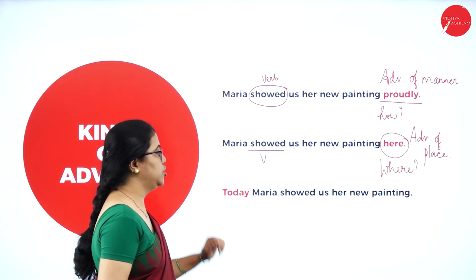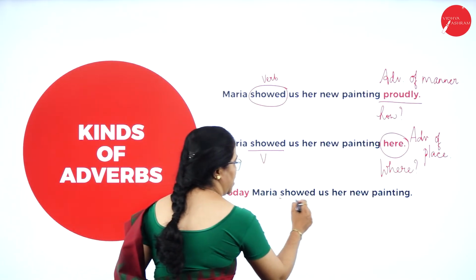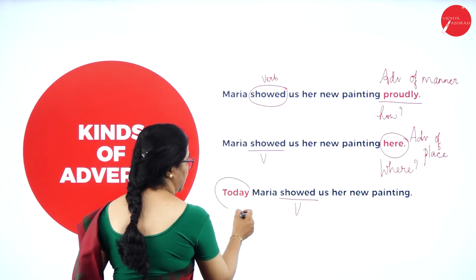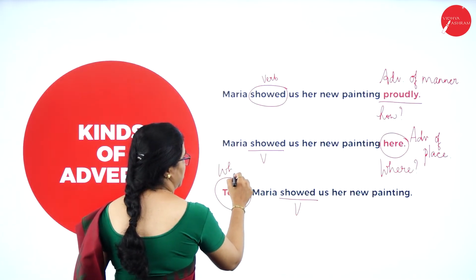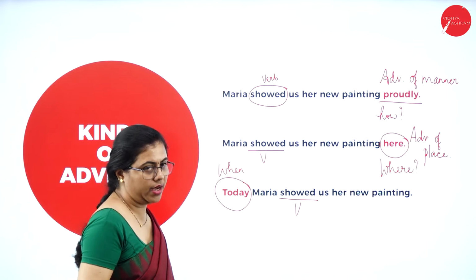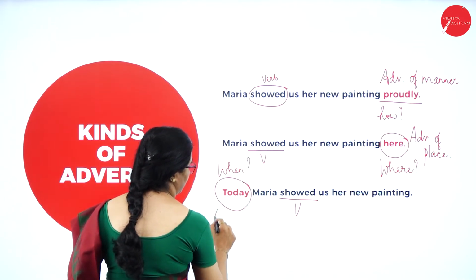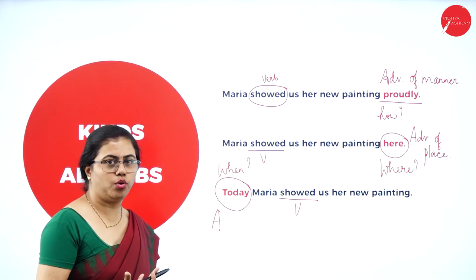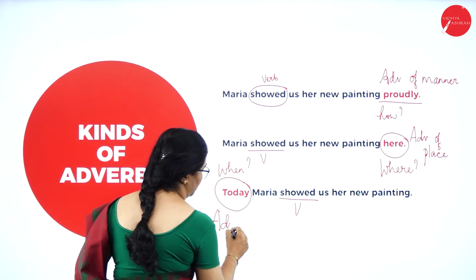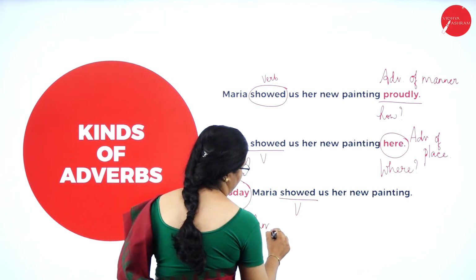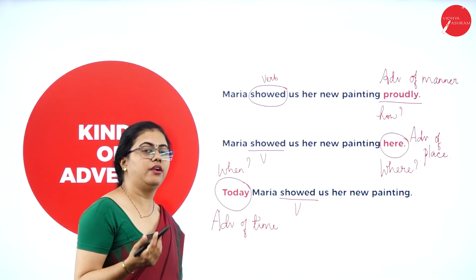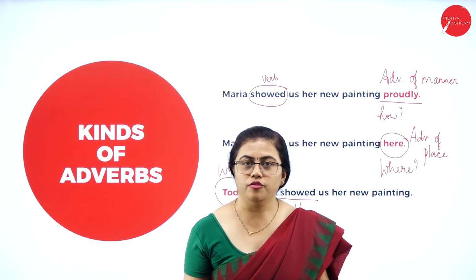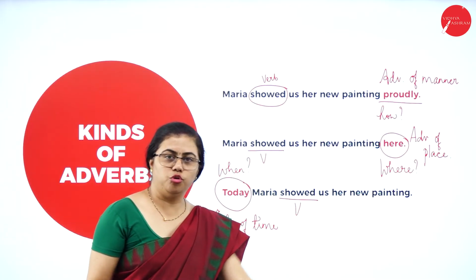Again, today Maria showed her painting. So when has she shown the painting? She has shown it today. So this is answering the question when, and since it is telling us about the time, though not the exact time, it is telling us the time period in which she showed the painting. So this is adverb of time. Whichever adverb answers the question of when the work was done is called an adverb of time. So these are the 3 types. We have 2 more types to understand.